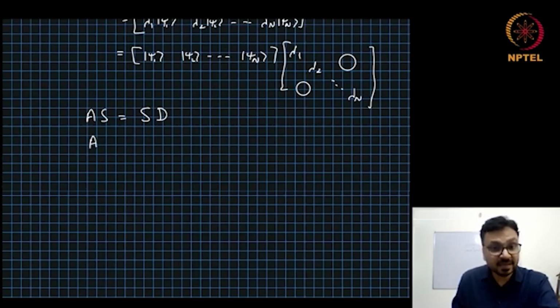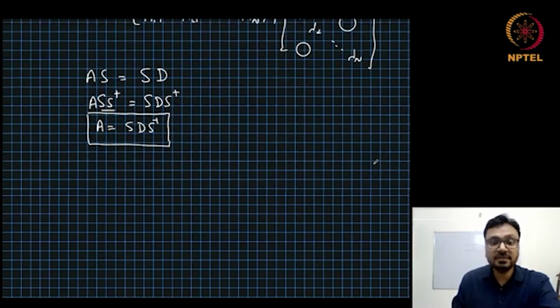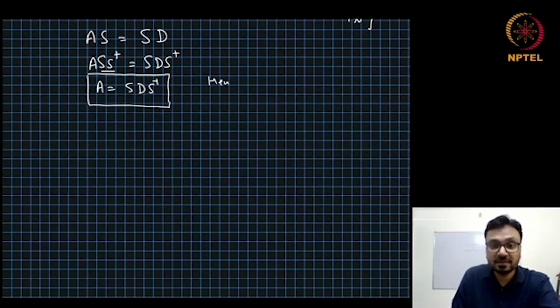Now since S is unitary, we can multiply with S dagger. S dagger S is identity, so we get A equals S D S dagger. Hence any Hermitian operator A can be diagonalized using a unitary operator S.